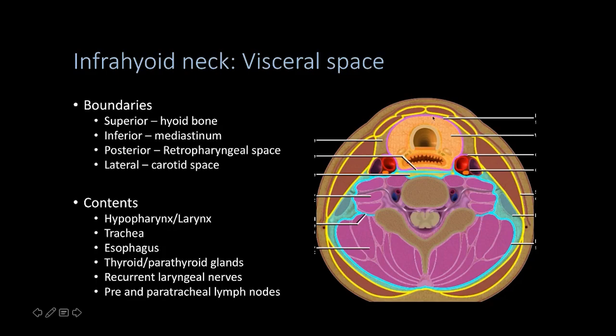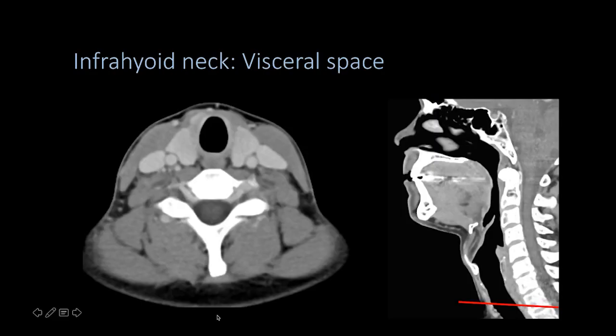We also have the thyroid and parathyroid glands, and then you want to remember that those recurrent laryngeal nerves are going to travel in this tracheoesophageal groove as they course from the thoracic inlet back up towards the larynx. And then the visceral space is also going to contain pre- and paratracheal lymph nodes.